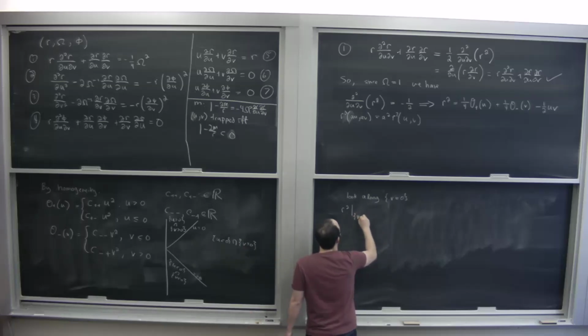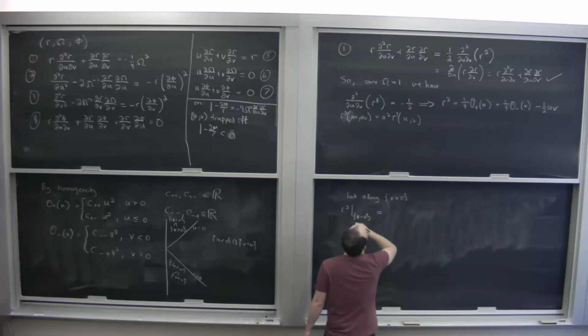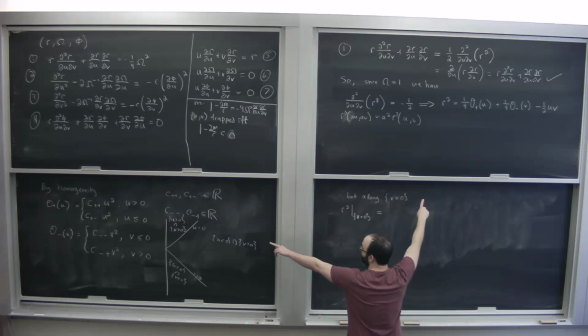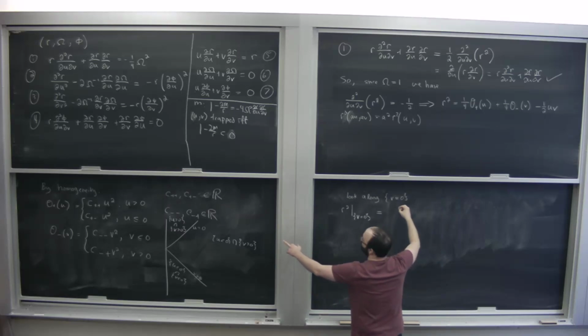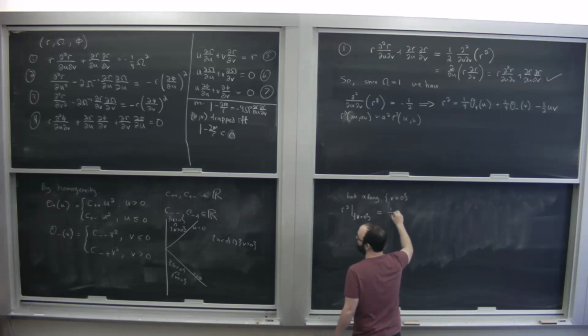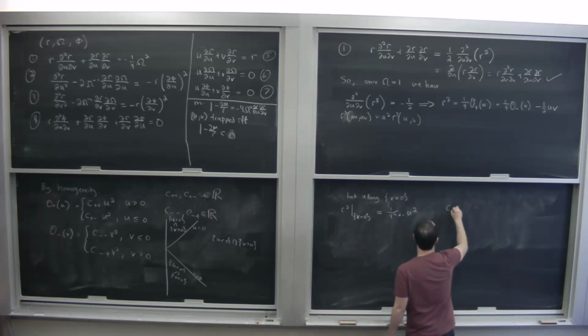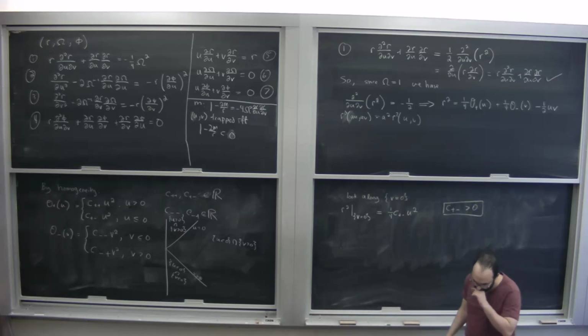All right, so r squared at v equals 0 is just the one that's negative. So you get 1/4 c plus minus u squared, right? So in particular, this better be true.